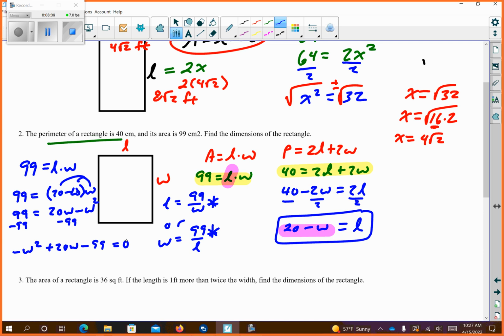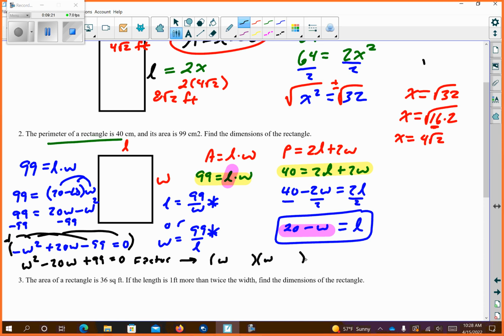So what can I do with this? I wonder, I'm curious. Do you think I can multiply everything here by -1? If I distribute it here, here, here, and here, I get W squared minus 20W plus 99 equals 0. You see where all the signs just changed? And I think this might be something we could factor, the faster way. So I'm going to go W and W, and that's equal to 0.